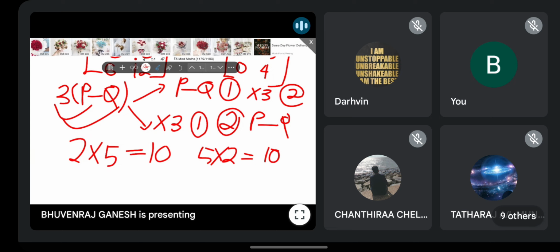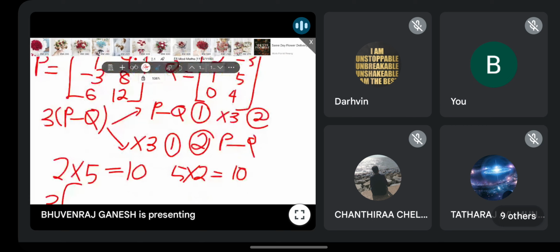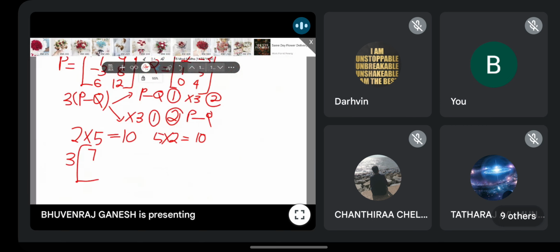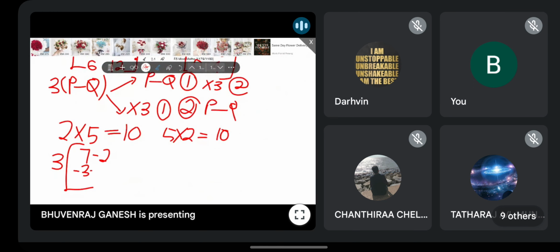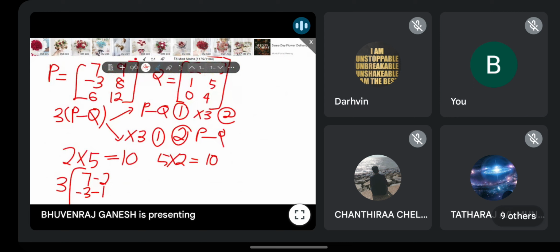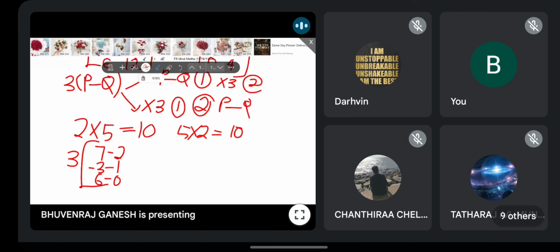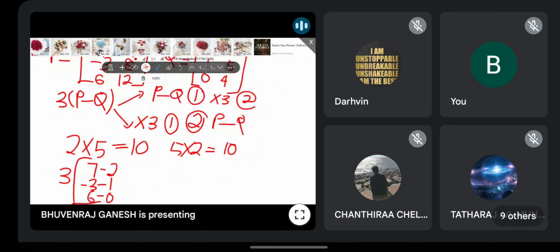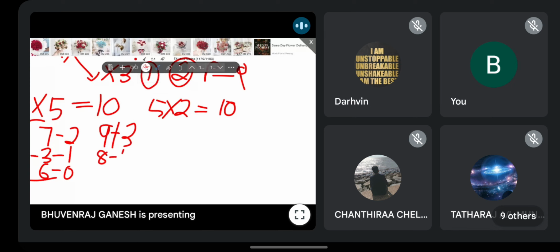Okay, so you can apply it to matrices here also. For example, maybe I choose to solve the P minus Q first. I use the first method, so we just need to copy out. 7 minus 2, then -3 minus 1, then -6, 6 minus 0, and then 9 plus 3. Minus minus will become plus, guys, so you must be careful. And then 8 minus 5, 12 minus 4. Then you can calculate this already.